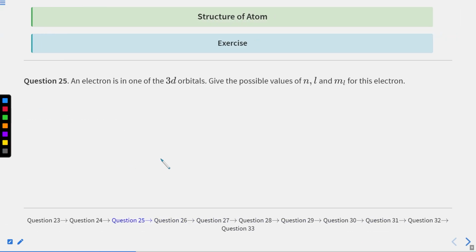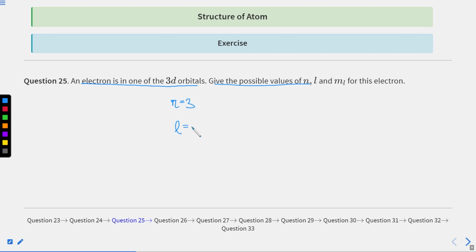Next, what is the question? Electron is in one of the 3d orbital. Give the possible value of n, L and ml. It is written that the electron is in one of the 3d orbital. So what is the value of n? It is clearly 3.